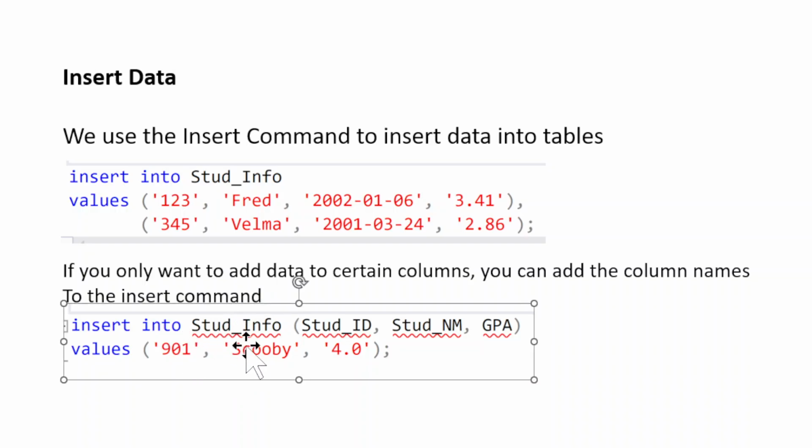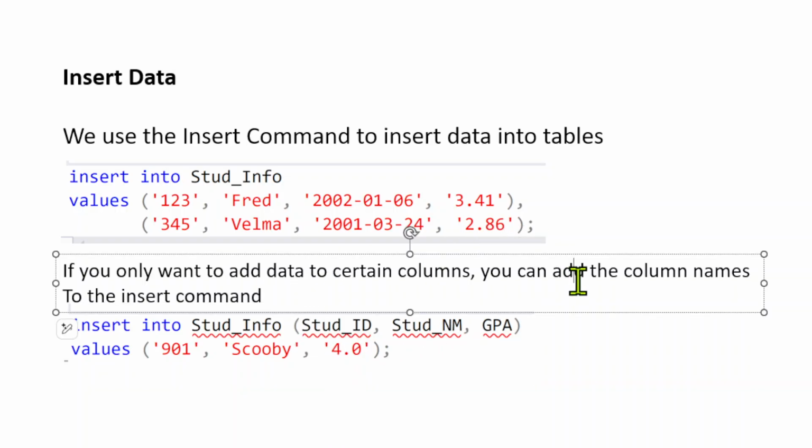So now notice, they line up. The first is his ID, the second is his name, and the last is his GPA. Don't have his birthday, he's got pretty good grades. So that's another thing you can look at: if you don't have values for every column, you could have also skipped that and just put a null in there for the birthday. Another option you could have gone with.